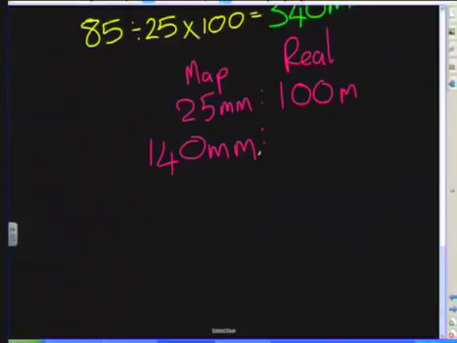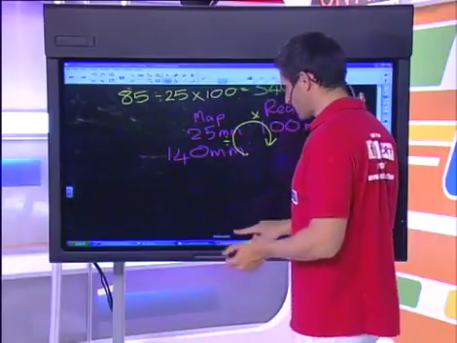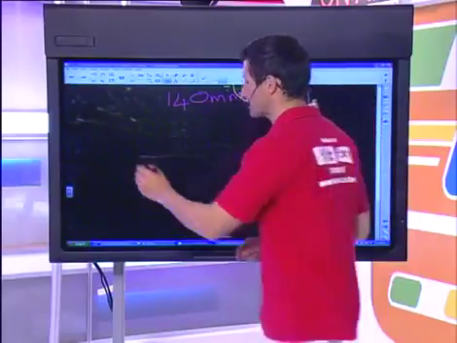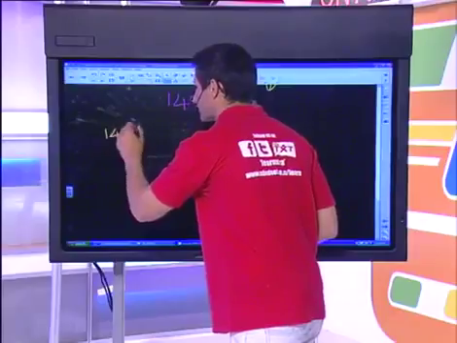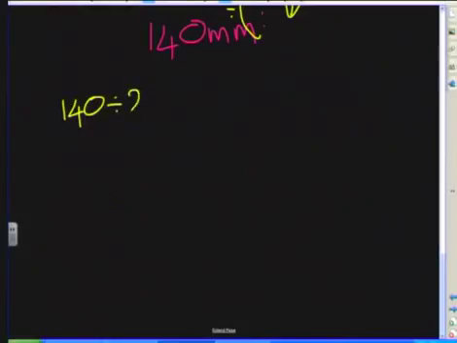So you take 140, divide by 25, multiply by 100, and that should get us to our answer. So you divide there, and to move across, you multiply. That's always the rule for your ratio. It's a really nice, easy way to do this. Okay, so now let's do exactly that. So I take 140, I divide by the thing which I have to get rid of in terms of millimeters. I don't want millimeters, I want the meters in real life. Then I'm going to multiply by 100.